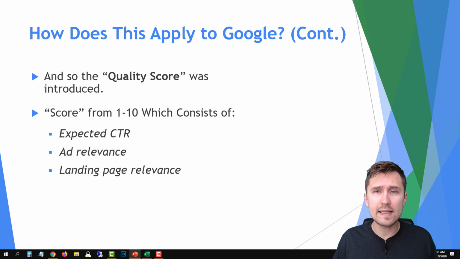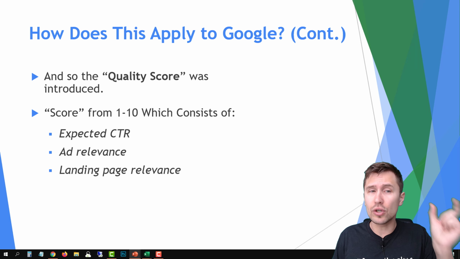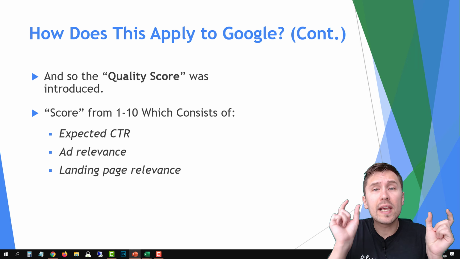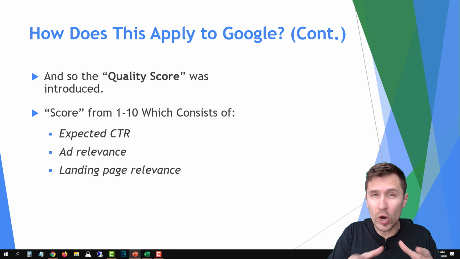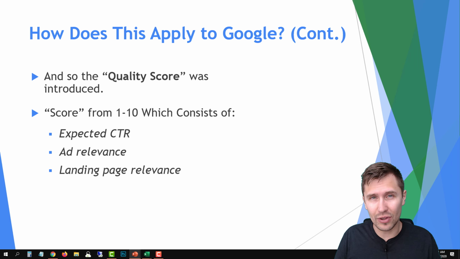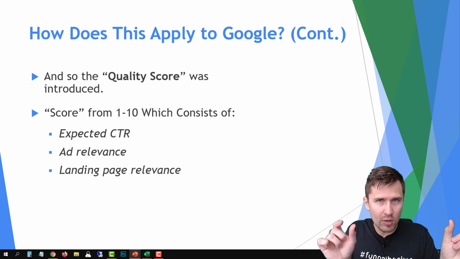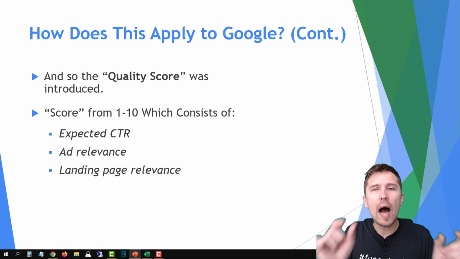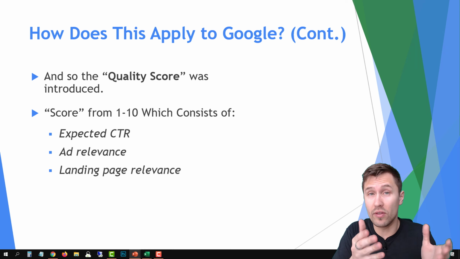So expected CTR is how relevant is the search term, what somebody types into Google or Microsoft, to the keyword that you added, okay? So you can guess what you can do to make this better. We'll cover that at the end, but that's what this is. Search term to keyword, okay? That's the connection. The higher the relevancy is, the higher your score for this component.